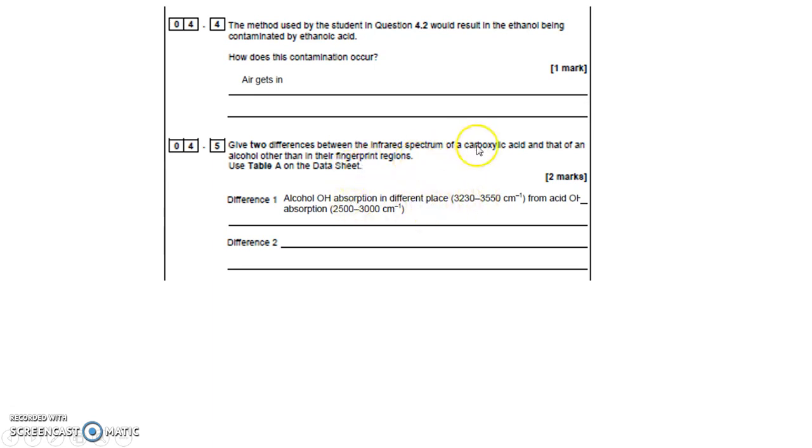The second one, of course, is that a carboxylic acid has got a C double bond O in it, and an alcohol hasn't got a C double bond O in it. So the C double bond O in acids has an absorption peak, and again, quote the numbers.